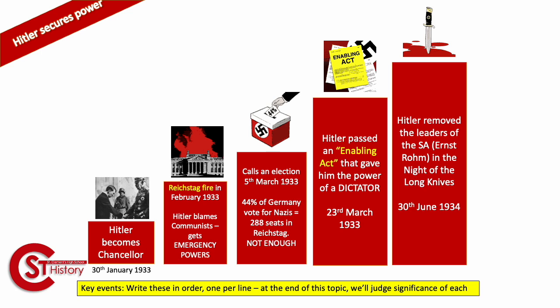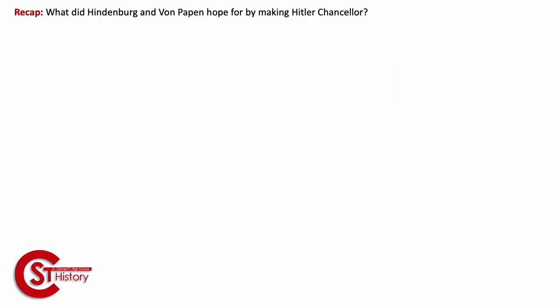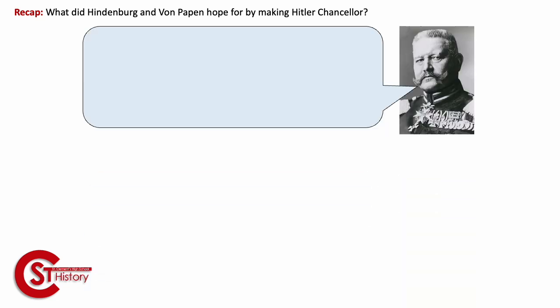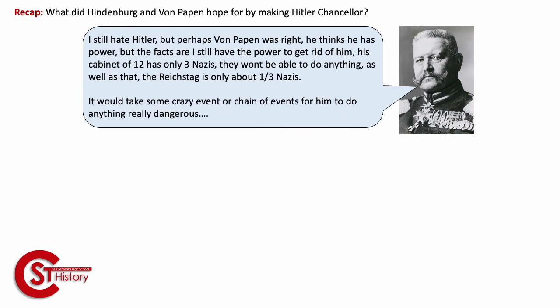So let's get started into today's lesson. Hindenburg and von Papen have created this deal, remember. They put Hitler in power. Hitler is going to be Chancellor, von Papen is going to be Vice-Chancellor, and they believe that they can control Hitler. They've given him just a few Nazis within the cabinet. It all seems like a lovely plan to keep Hitler controlled, to give him power, to give him what he wanted all along, Chancellor. So Hindenburg is saying very clearly that he still hates Hitler, but von Papen was probably right. He's got the most votes in the election.